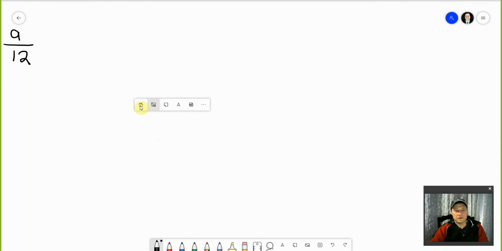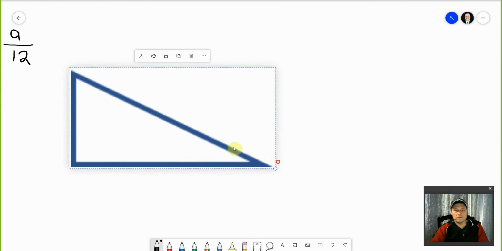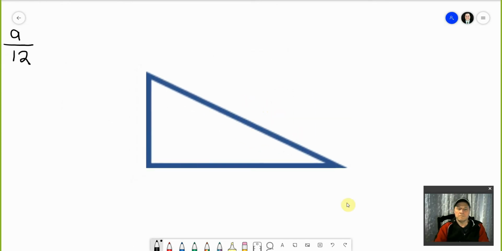Copy and paste. Okay. So let's say for a moment that we have a 32-degree angle here, and we have a 15-inch length here, and I want to solve this height.